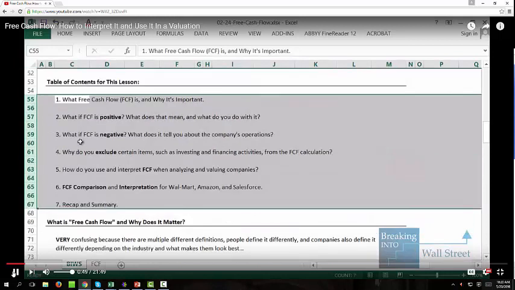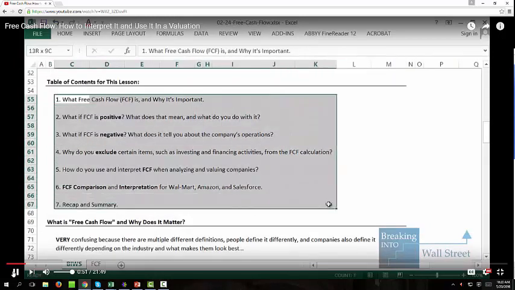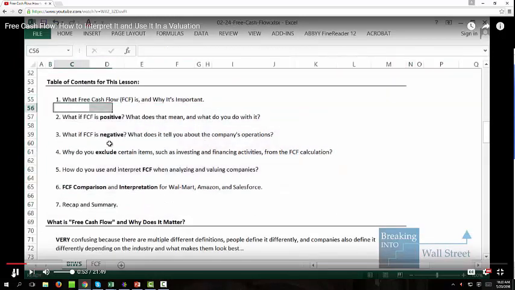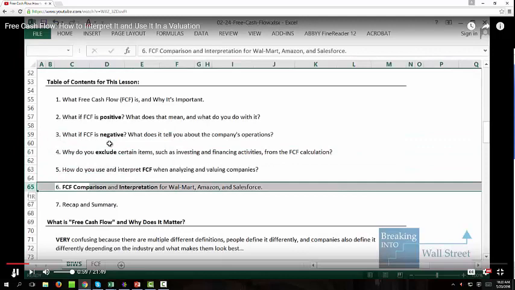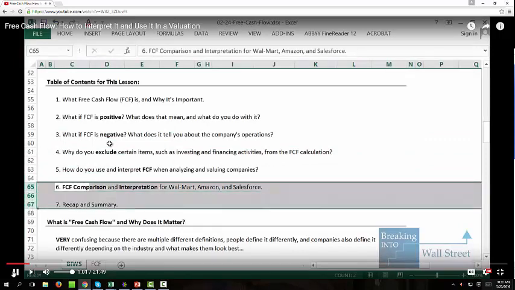Now, you can see up here the table of contents, the different topics we're going to cover: what it is, what it means if it's positive, what if it's negative, why you exclude certain items from the calculation, how do you interpret it, and then we'll do a comparison at the end, and then a recap and a summary after that.